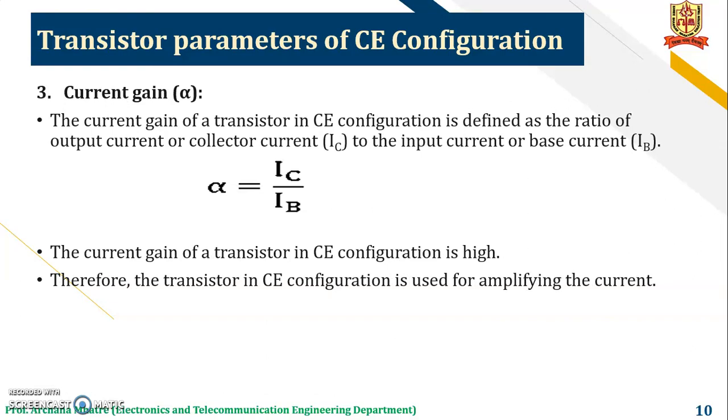Next parameter is current gain denoted by alpha. The current gain of a transistor in CE configuration is defined as the ratio of the output current or collector current IC to the input current or base current IB. So alpha is equal to IC divided by IB. The current gain in transistor in CE configuration is very high. Therefore, the transistor in CE configuration is used for the amplification of current.